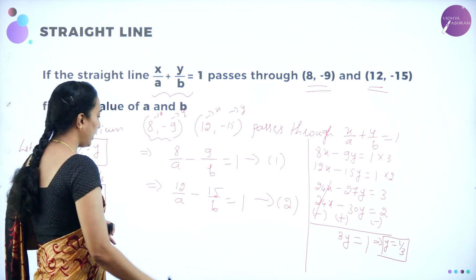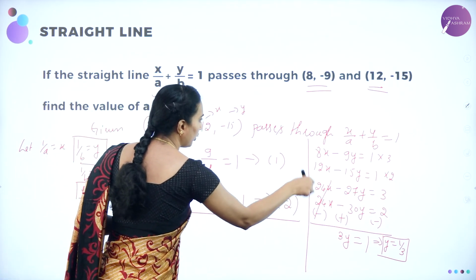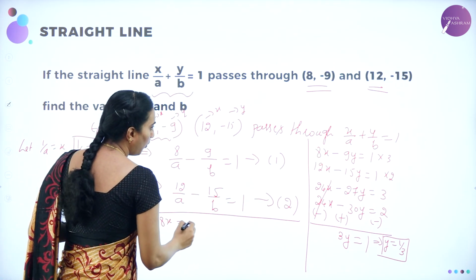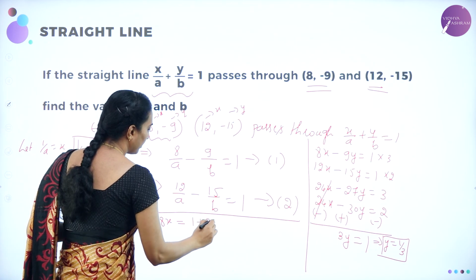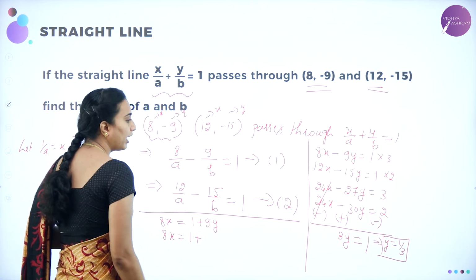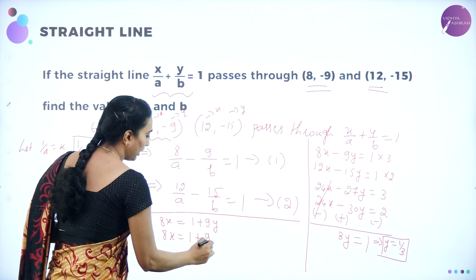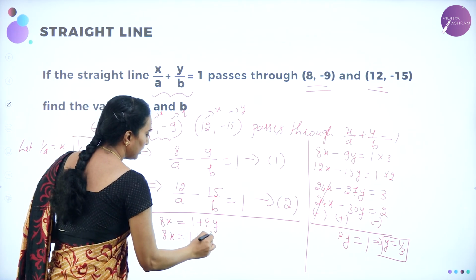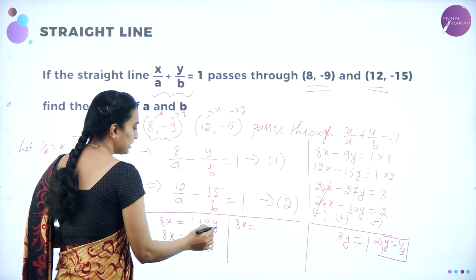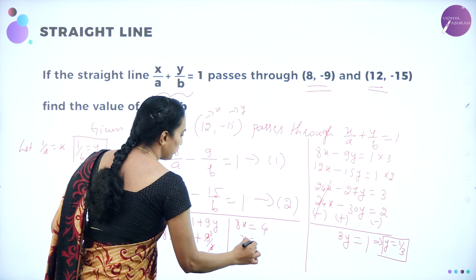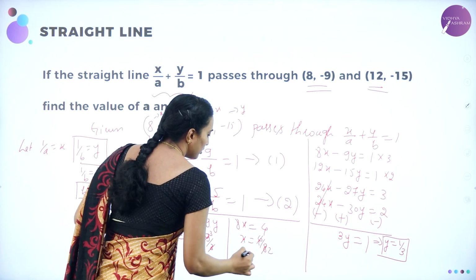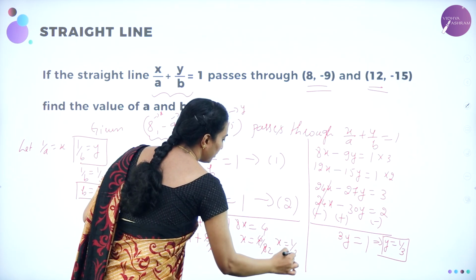Let me find the x value, substituting in any one of the equations. Let me substitute here only. That is, 8x can be written as 1 plus 9y. So 8x is equal to 1 plus 9y. y is 1 by 3, that is 9 by 3, 3 3s are 9, which is 3. Therefore 8x is equal to 1 plus 3, which is 4. So x is equal to 4 by 8, which is 1 by 2.